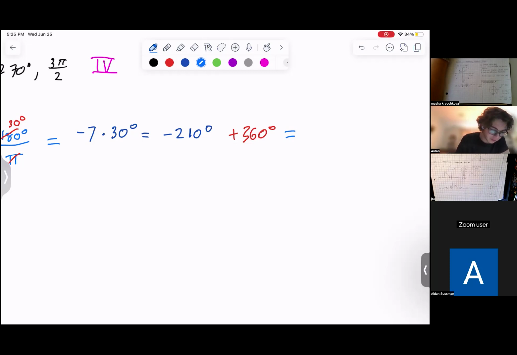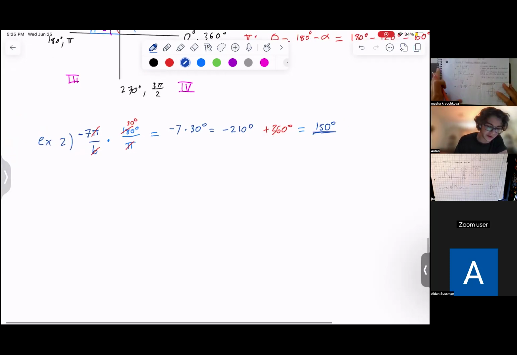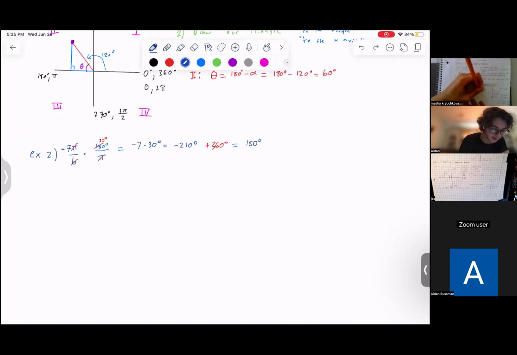150 degrees, perfect. 150 degrees. That is the angle that we're going to use. It's going to be the exact same as this one, and it's the exact same as this one, but that's maybe the easier way to write it.